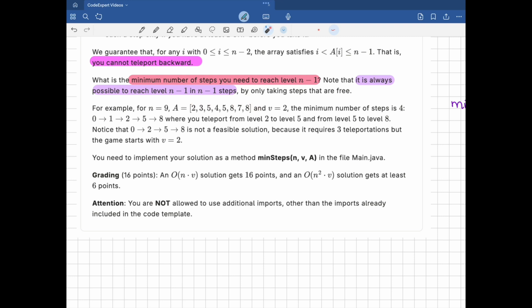The rating is 16 points: an O(n times v) solution gets 16 points, and an O(n to the power of 2 times v) solution gets at least 6 points. Attention, you're not allowed to use additional imports other than the imports already included in the code template. Okay, it's cool. So this, again, as a written DP task, needs to give us a hint about our DP table.